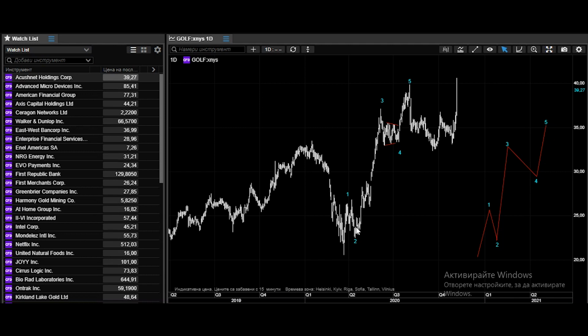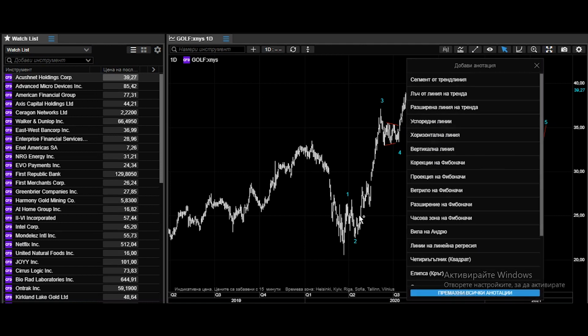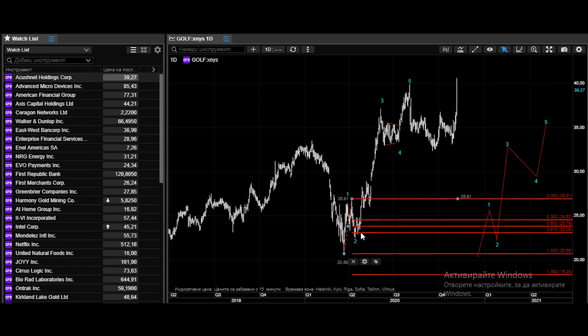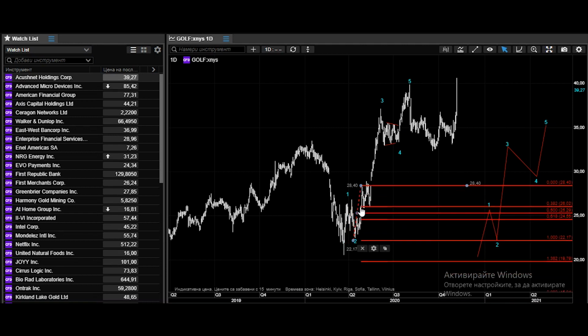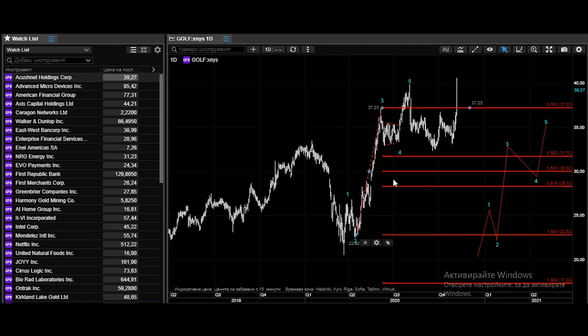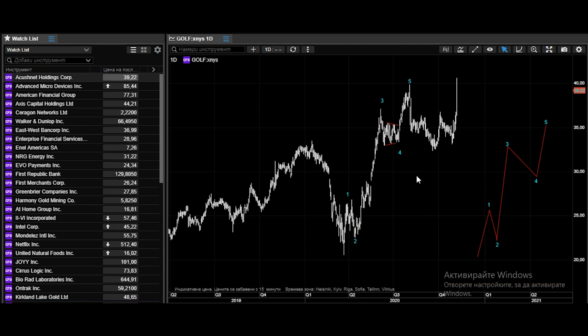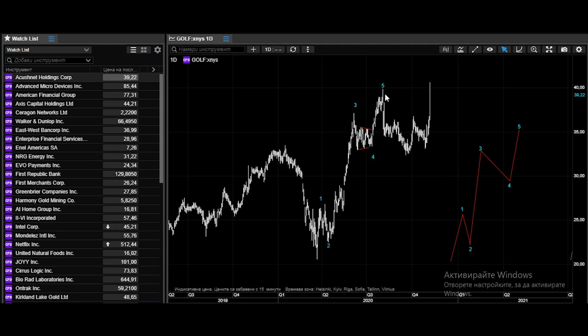Also, if wave 2 corrects deeper, for example 61.8% Fibonacci of wave 1, which is also the most common for wave 2, then for wave 4 I want to see a shallower correction. The most common for wave 4 is 38.2% of wave 3, by the way. Conversely, of course, if wave 2 forms a shallow correction, then we expect the fourth wave to be deeper.